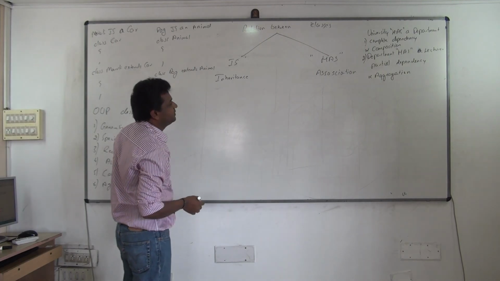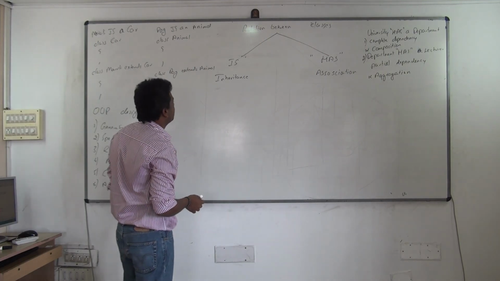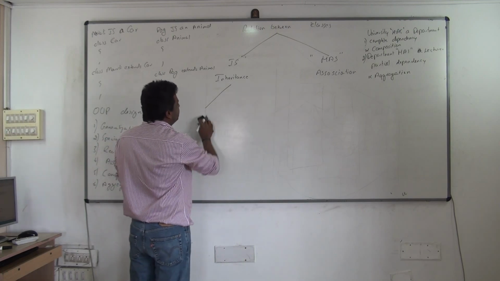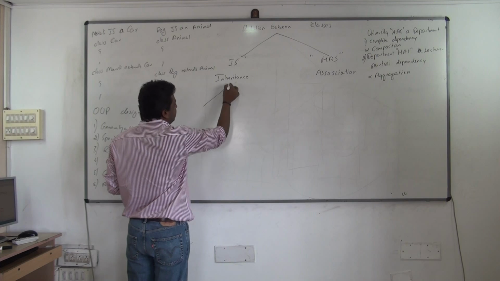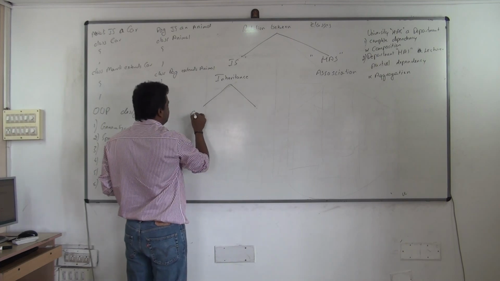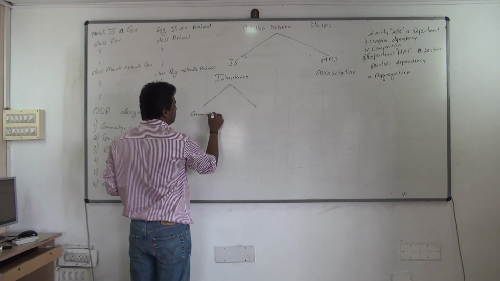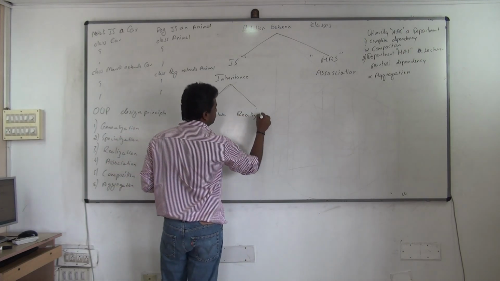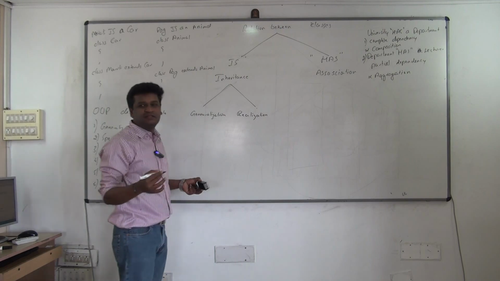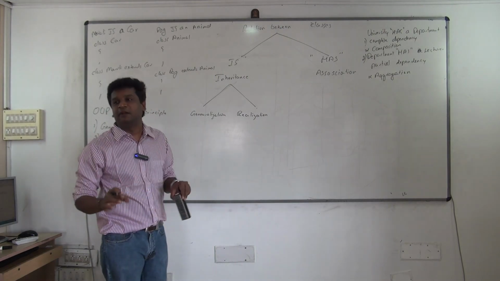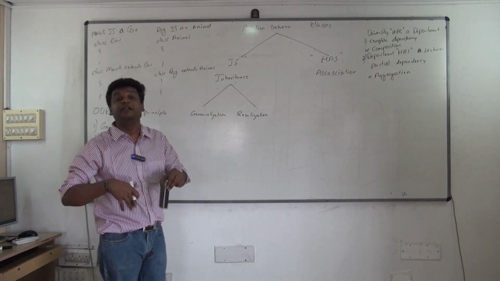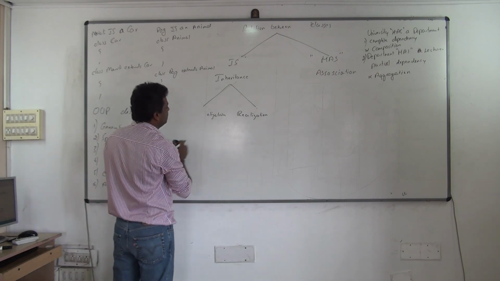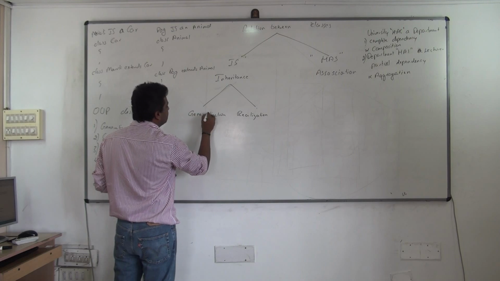In fact, I'm running short of space here. In inheritance, again, there are two topics. One is called generalization. The other one is called realization. Again, this is in UML. This is called UML representation. How do you represent it in UML, generally? How do you do generalization?